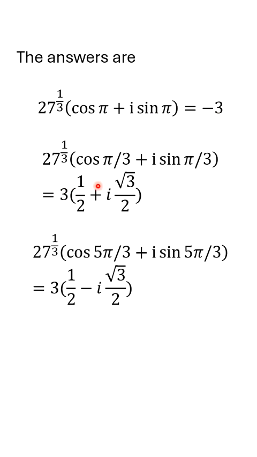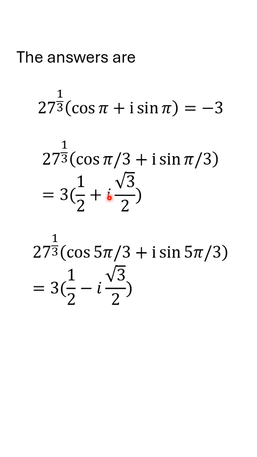Here we get 3 times the cosine of pi over 3, which is 1/2, plus i times the sine of pi over 3, which is i, the square root of 3 over 2. And here we get the cube root of 27, which again is 3, cosine 5 pi over 3 plus i sine 5 pi over 3, which is 3 times 1/2 minus i the square root of 3 over 2.